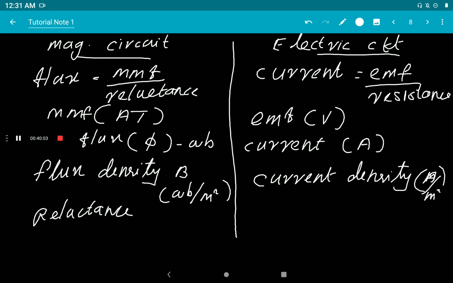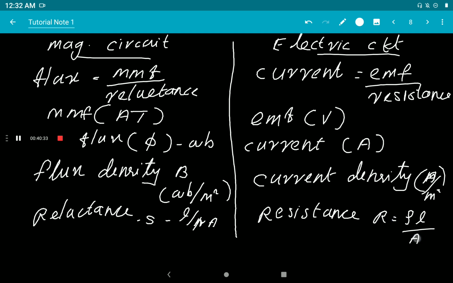What is reluctance? It is the opposing property of a magnetic circuit, and it is denoted by S, which is equal to L by mu A. And it is similar to a property in electrical circuit, resistance, which is R equal to rho L by A.